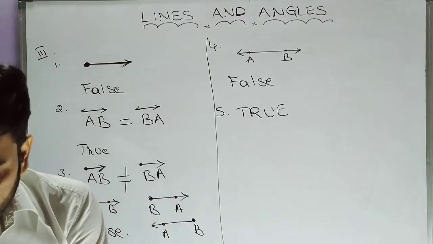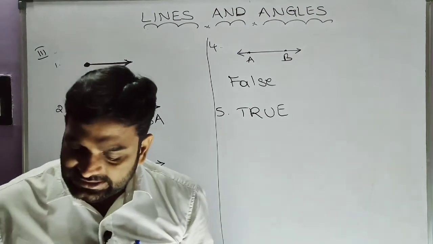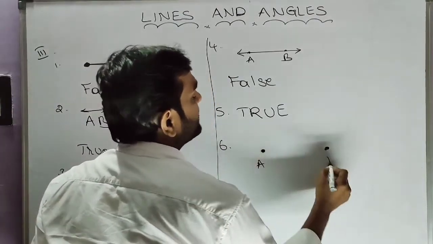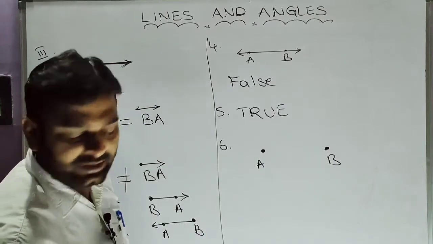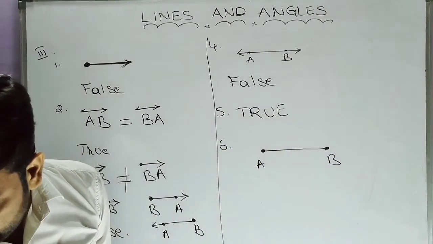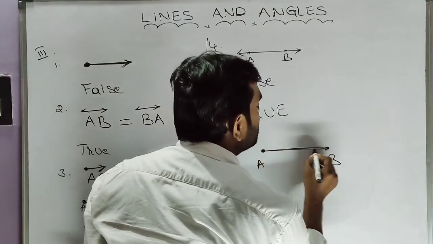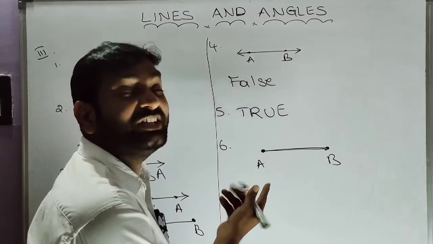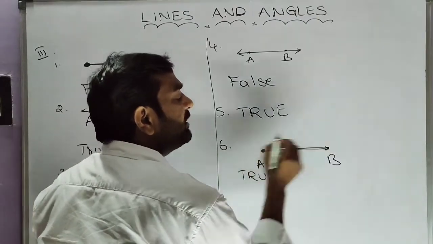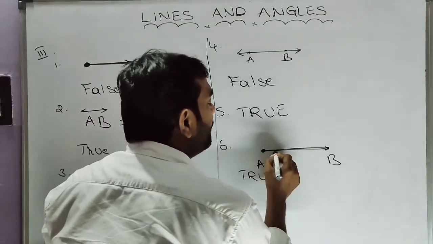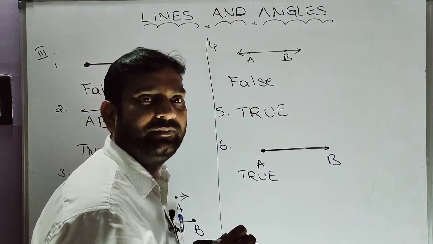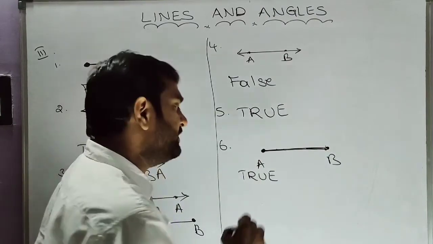And the next statement: two distinct points always determine a unique line. Take any two distinct points, here one point, here one point. Two distinct points are there. If you join these, two distinct points always determine a unique line. It's always a unique line. Can we draw another line with a shortest distance? No. So the given statement is true. Here AB are the two distinct points. By joining these two, we will get only one unique line. Only one unique line to join the given two points AB. So the given statement is true.